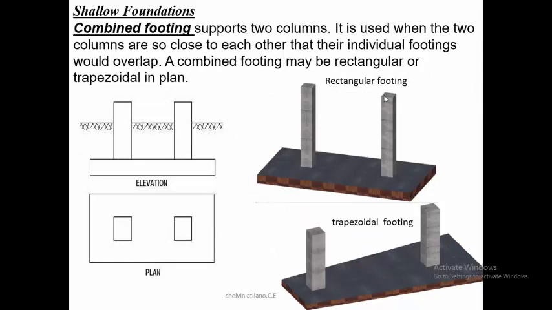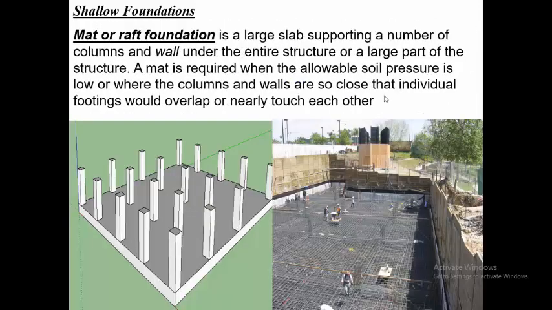So we have here a mat or foundation. This is a large slab supporting a number of columns or walls under the entire structure or a large part of the structure. A mat is required when the allowable soil pressure is low or where the columns and walls are so close that individual footings would overlap.